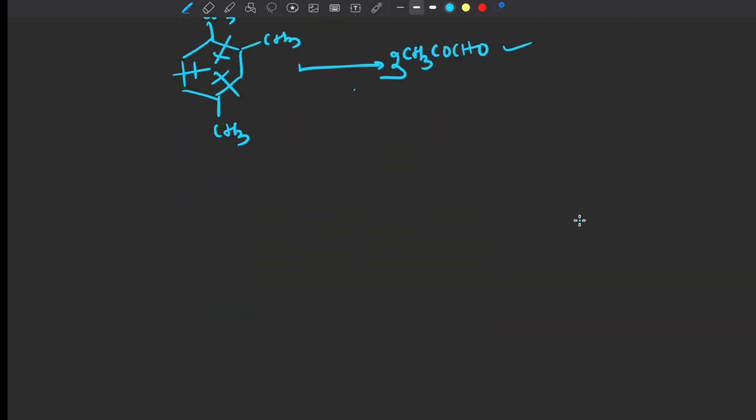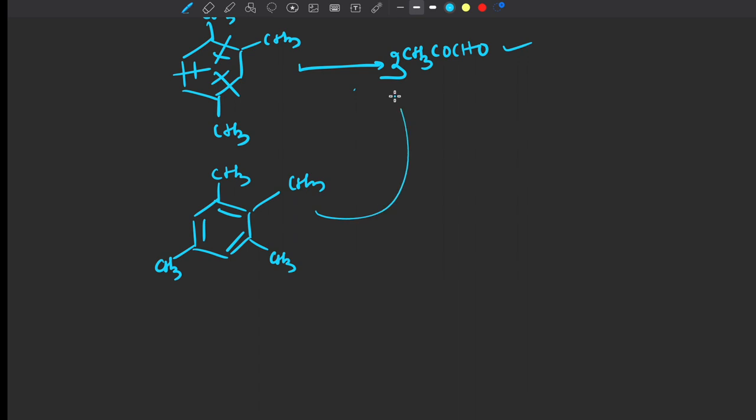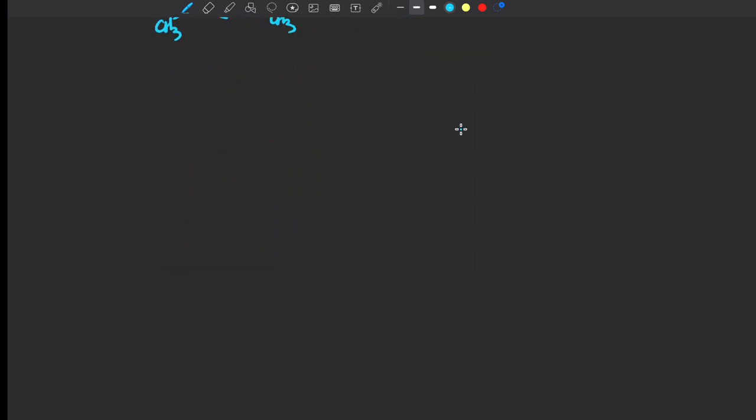So we'll move on. We'll take one more example like this. I take the same example, but I'll change the position of the double bonds. CH3, CH3, CH3. Here there is the double bond. No, I'll keep one more CH3 here. Double bond is here, and here and here, right? The position of the double bonds is changed, but again the same product will be obtained, right? So we'll see a few more examples.